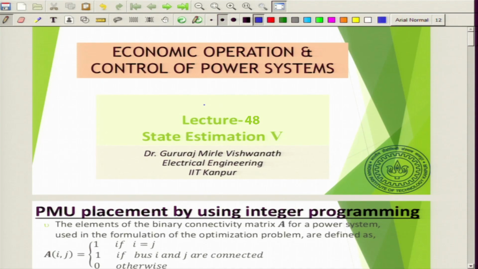So in today's class we will discuss our next continuation part of state estimation. Mainly we will discuss the PMU placement in this class today. So PMU placement by using integer programming.